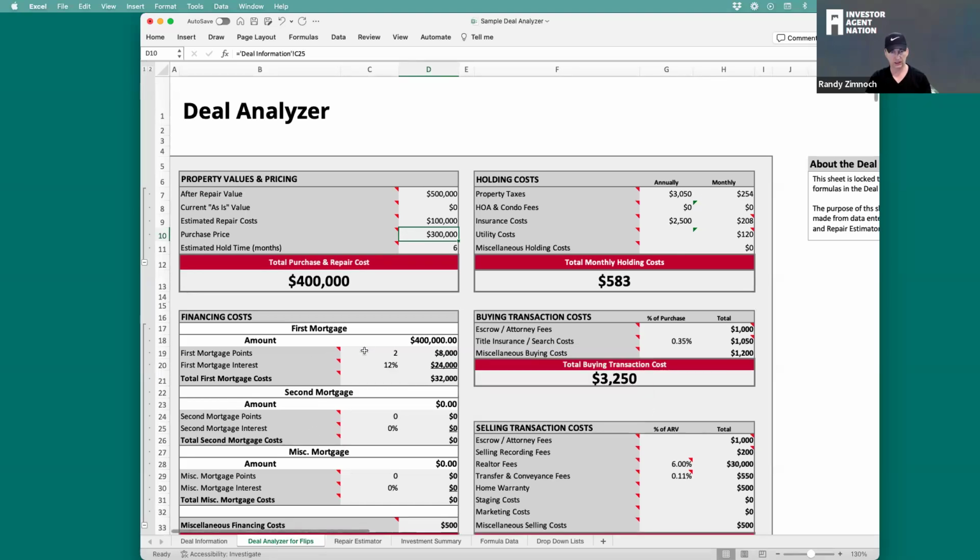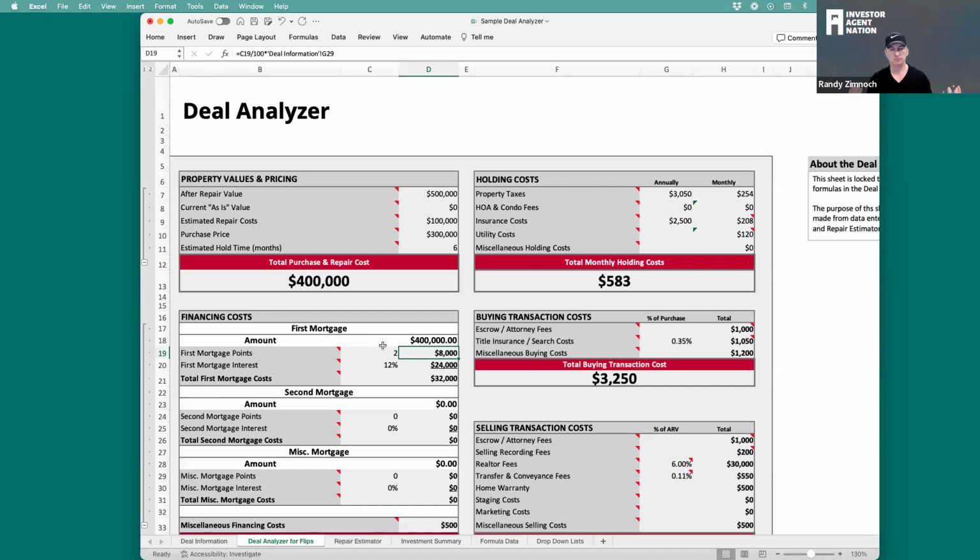So when you look at the first mortgage, everything is calculated here. $8,000, that's the 2 points, because 1 point is basically 1% of the loan amount. So if I'm borrowing 400,000, 1 point is 4,000. We're paying 2 points. That's $8,000. And you pay that basically upfront. First mortgage interest is 12% annually.